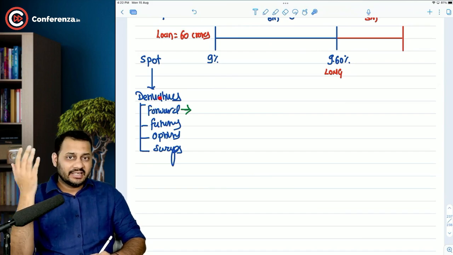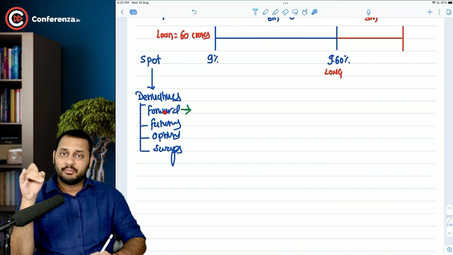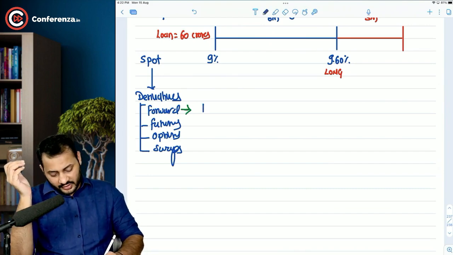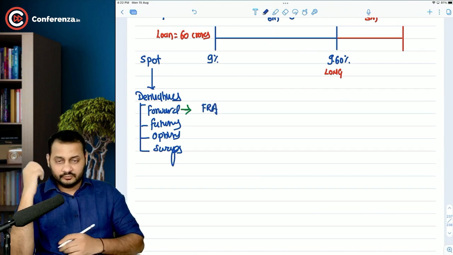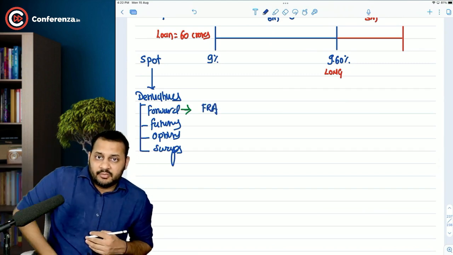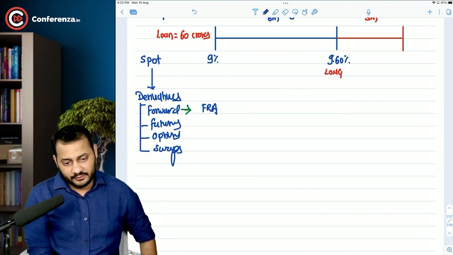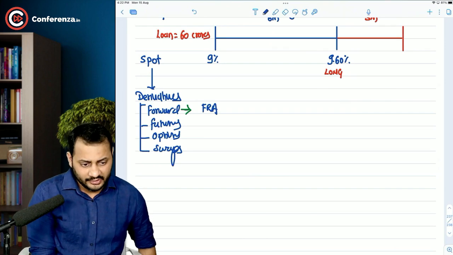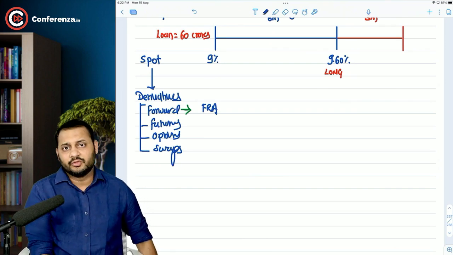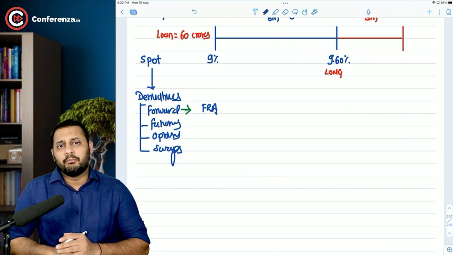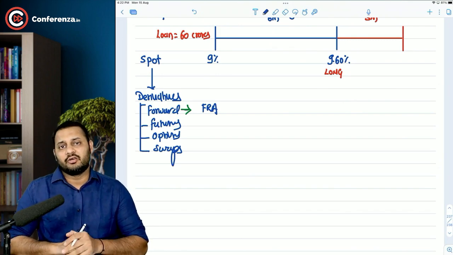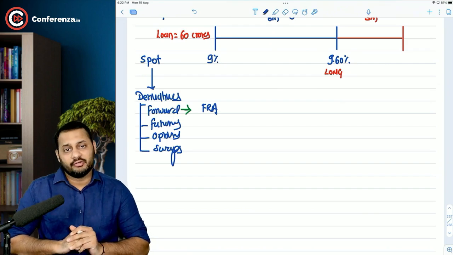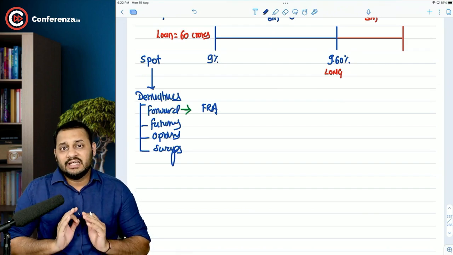Now what exactly will happen in reality is you will go to the bank and ask the bank to enter into a forward rate agreement. Now tell me one thing. If both you and the bank enter into a forward rate agreement, who is the buyer of FRA and who is the seller of FRA? Who is going to go long on FRA? Who is going to go short on FRA?